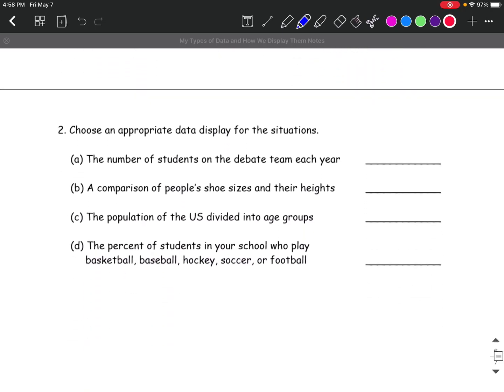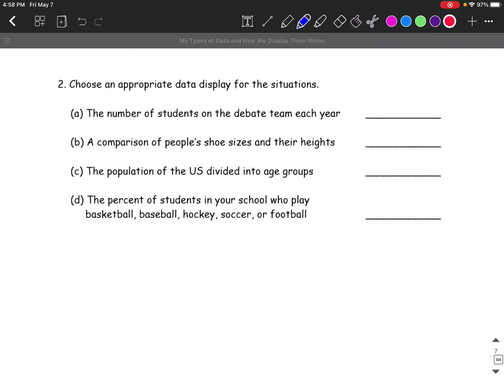One more set. Let's choose, and there are many answers for this, not just one correct answer here, but choose an appropriate data display for the situation. How about the number of students on the debate team each year? The number of students, now that's numerical. I might use a line graph on that one, where I have the number of students over here, and I have the year down here. Okay, I might use a line graph.